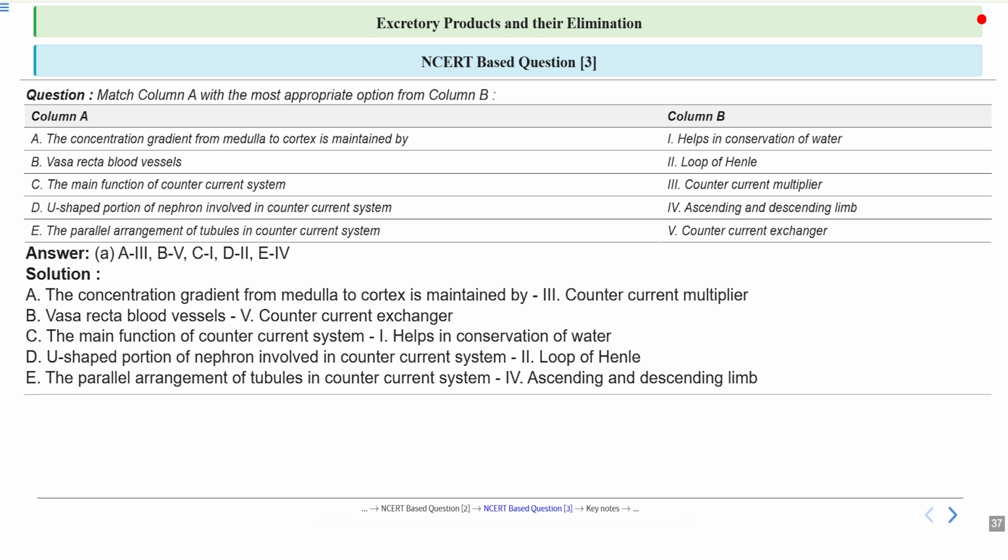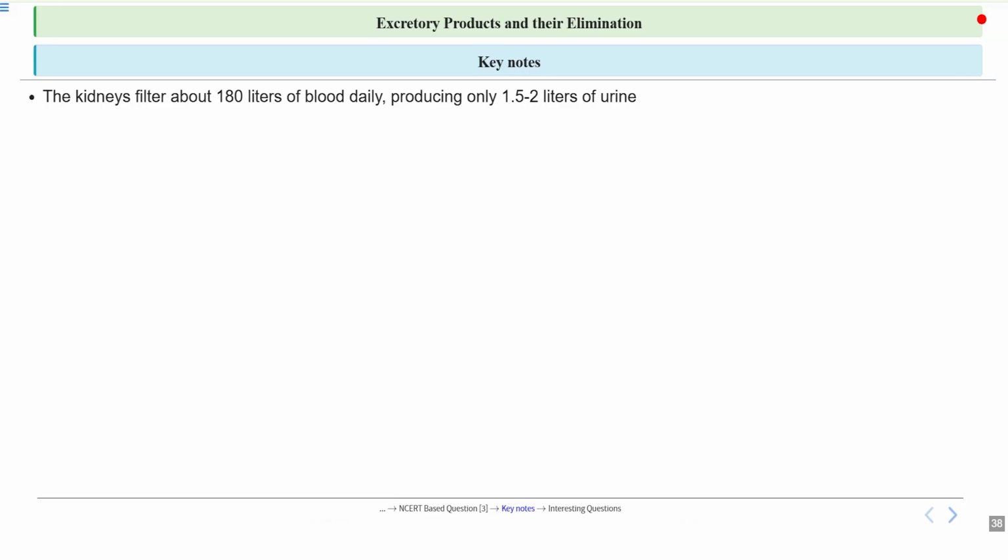So the key takeaway is that each part of nephron and its associated blood vessels work together to maintain water and salt balance in the body. Understanding these connections helps us appreciate the complexity and efficiency of biological systems. So these are the keynotes, or interesting facts about this chapter. The kidney filters about 180 liters of blood daily, producing only 1.5 to 2 liters of urine.